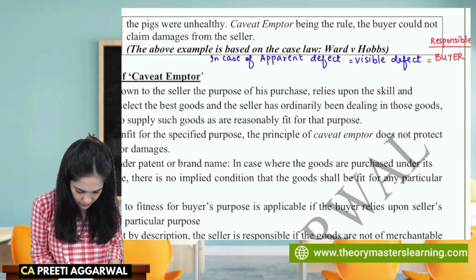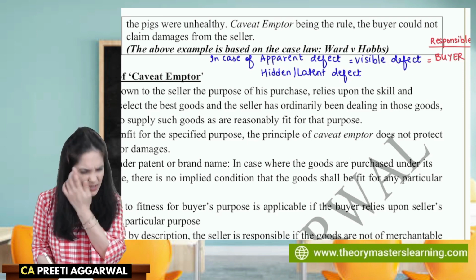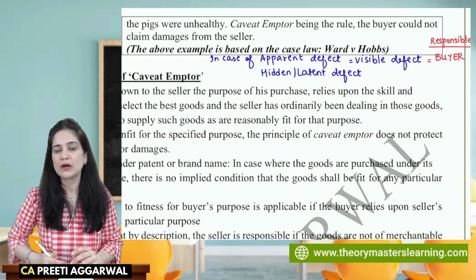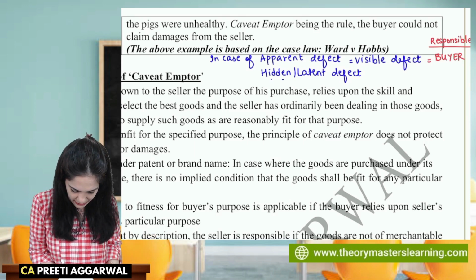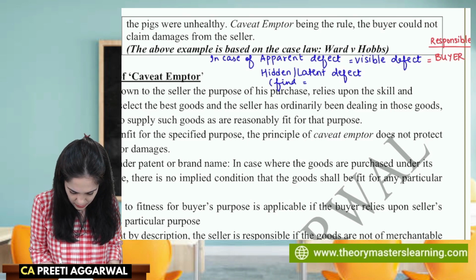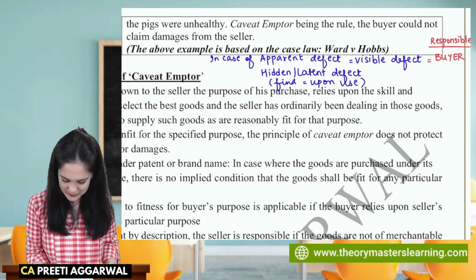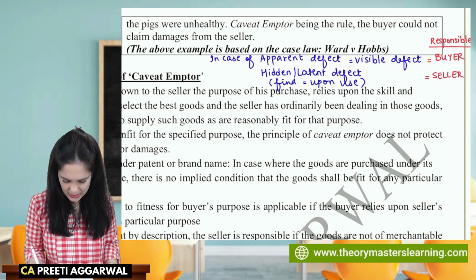But what about hidden, also known as latent defects? In case of hidden or latent defect, you will not come to know about it after reasonable examination. Latent defects are known only when you use the goods. So this you will find only upon use of the goods. Who will be responsible for hidden defects? It is the seller.